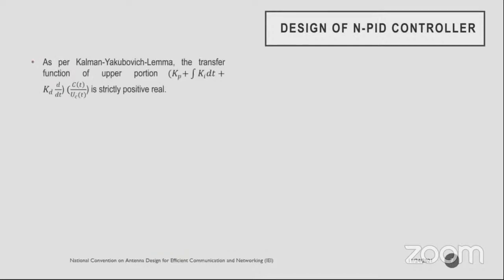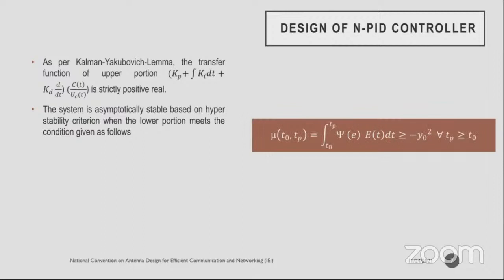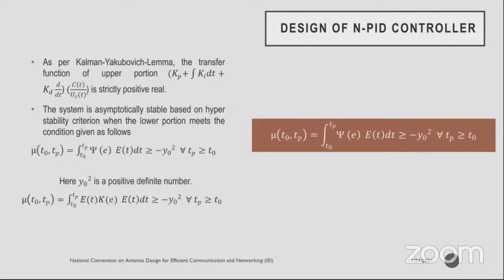According to the proposed stability criterion, the transfer function of the upper portion must be strictly positive real, and if the system is asymptotically stable based on the hyperstability criterion, then the lower portion meets the condition which is given as follows. Between the time intervals, the integral of psi of E into E of t into dt must be greater than or equal to minus y naught squared. This y naught squared must be a positive definite number. With this, we are going to design a nonlinear gain K of E.